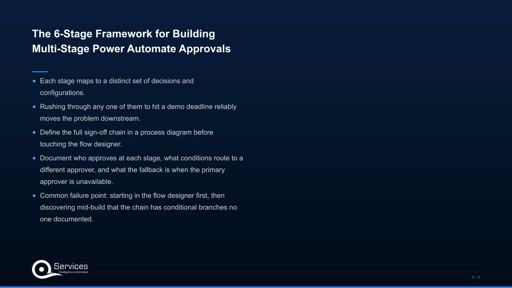Define the full sign-off chain in a process diagram before touching the flow designer. Document who approves at each stage, what conditions route to a different approver, and what the fallback is when the primary approver is unavailable. Common failure point: starting in the flow designer first, then discovering mid-build that the chain has conditional branches no one documented. This typically adds 3 to 5 days of rework.